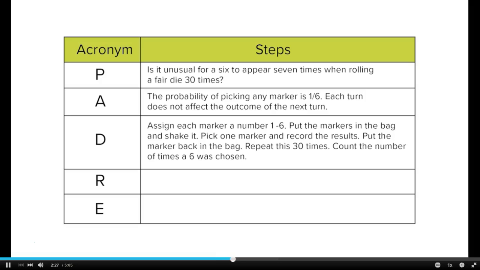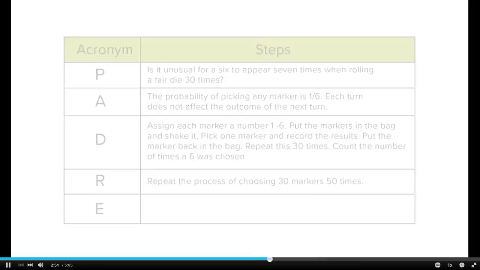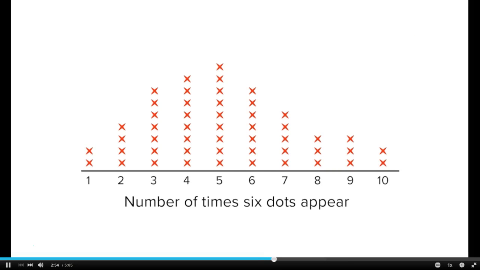Since repetition is a very important part of the simulation process, and it helps to ensure we calculate an accurate probability, we need to repeat this process multiple times. I chose to repeat the process of choosing 30 markers 50 times and recorded how many times the number 6 appeared from each time we chose 30 markers. While repeating this process 50 times, I recorded the number of times the 6 appeared and recorded the results on a frequency table. Go ahead and pause the video and try the simulation on your own. You can make a sketch of my results and then add your results on top of this frequency table as well.